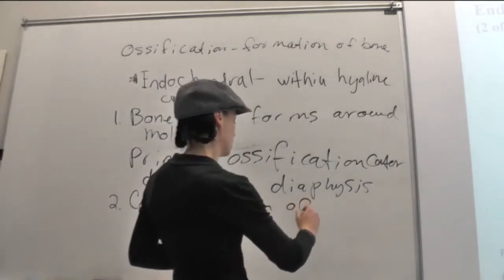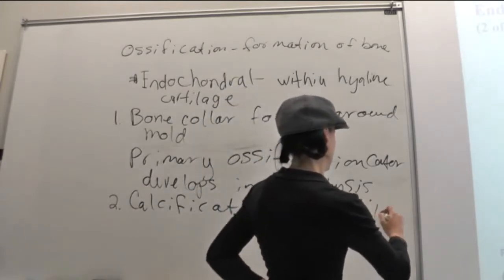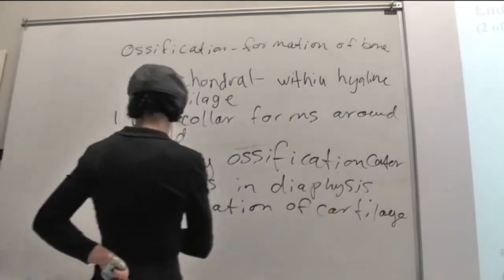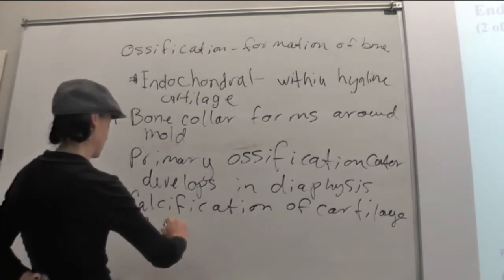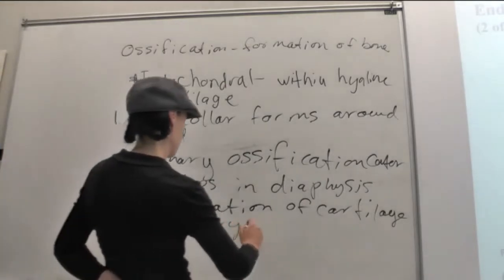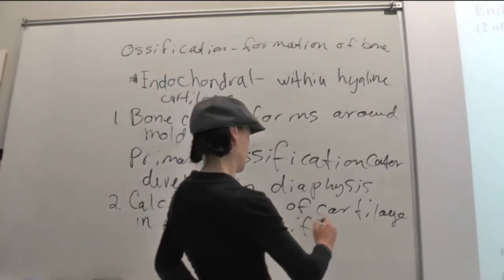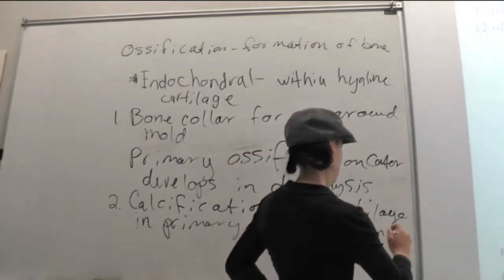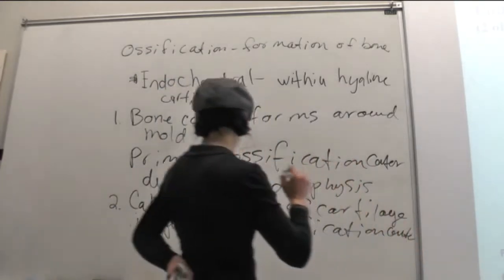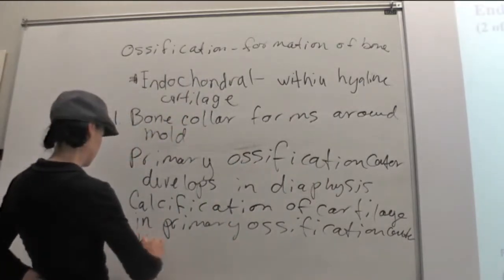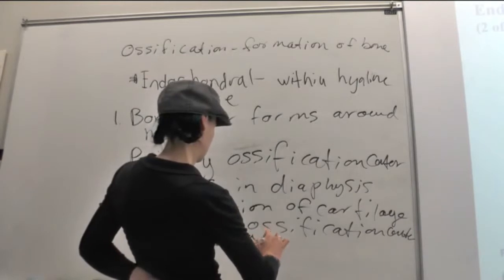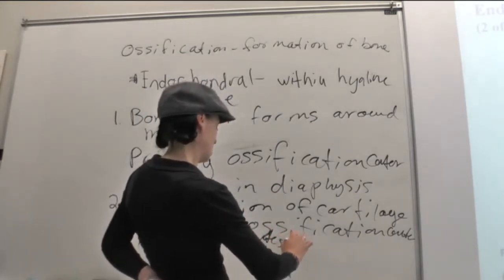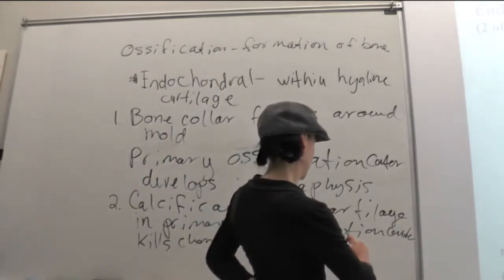of cartilage in the primary ossification center kills off our chondrocytes and begins hollowing out the medullary cavity.